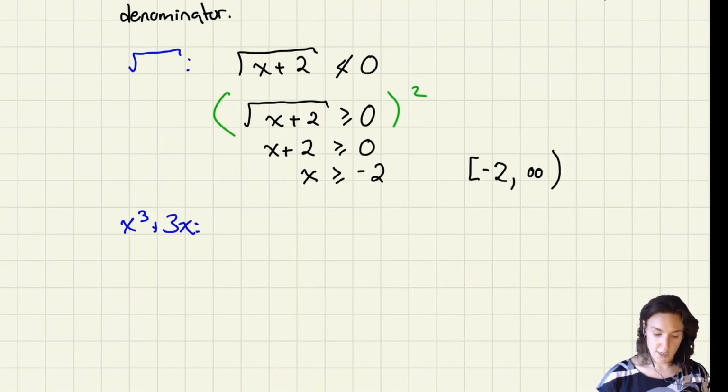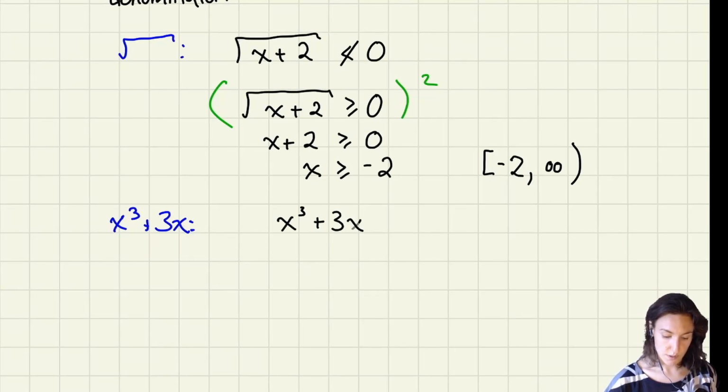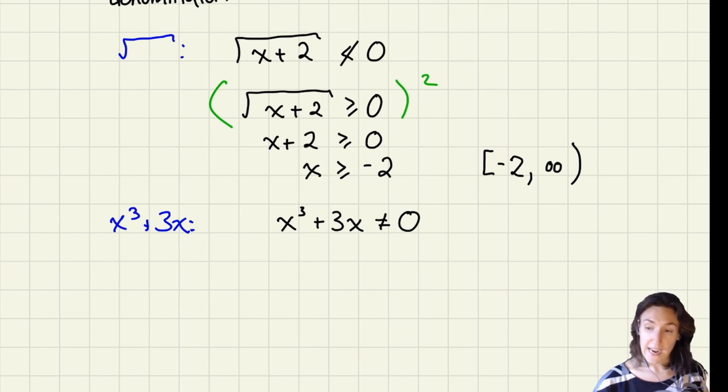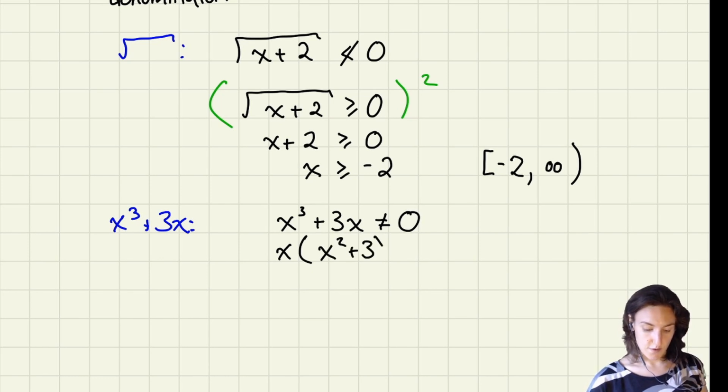What's the restriction here? What don't I want? We don't want a 0. Right. So we don't want x squared plus 3x to be equal to 0. It's not allowed. What I can do is factor out an x. So then I have x squared plus 3 here, which cannot be equal to 0.